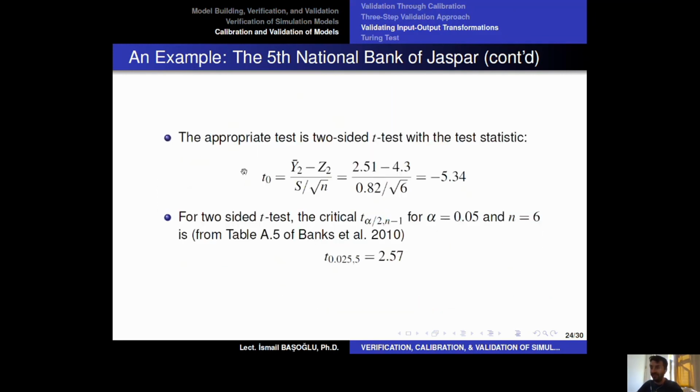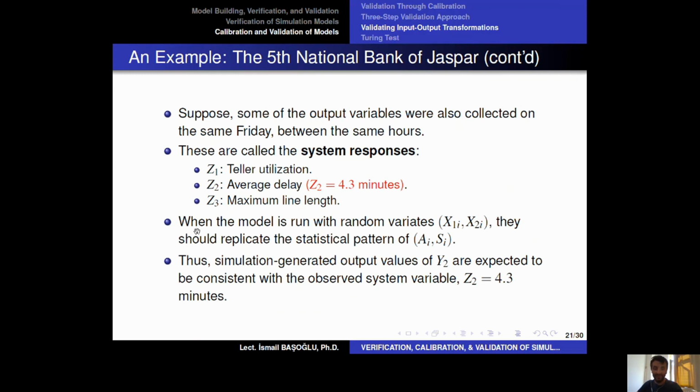Remember now, we have three essential system responses, Z1, Z2, and Z3, and we have just run a statistical input-output validation procedure just for Z2. You also need to do that for Z1 and Z3 as well. If they are important for you, then you need to do that as well.